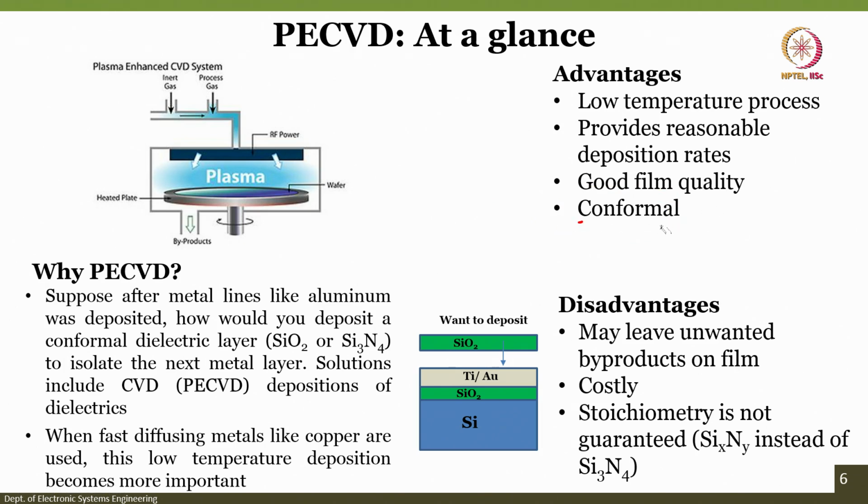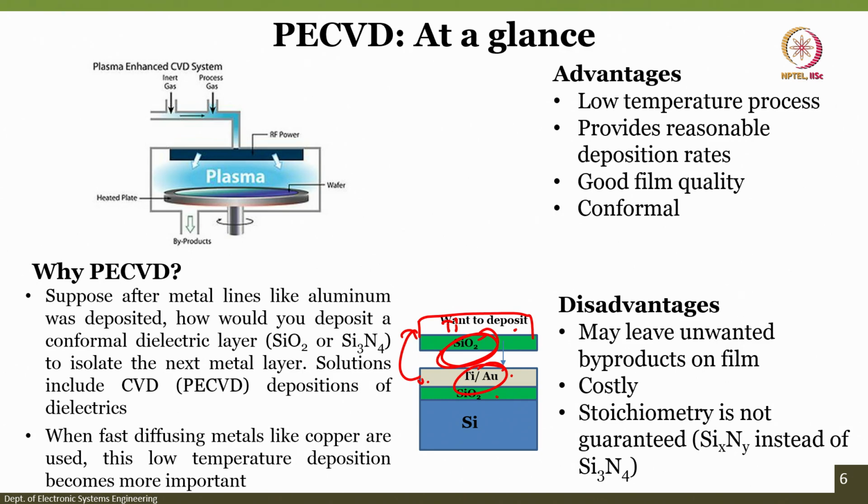So, now the point is, suppose after metal lines like aluminum were deposited, how would you deposit a conformal dielectric layer to isolate the next layer? You see here SiO2, Ti, and then SiO2 again you want to have a Ti. If I have Ti here and there is a Ti here, then this will short circuit if SiO2 is not there. So, how to grow SiO2 over this kind of material where the temperature or melting point of this material is lower? We can use PECVD.